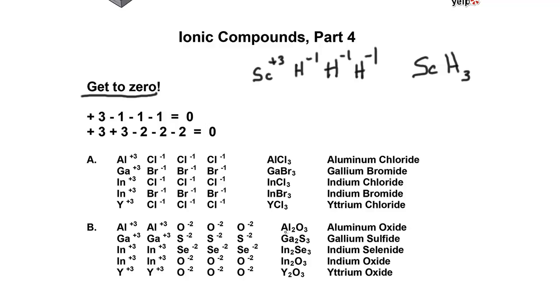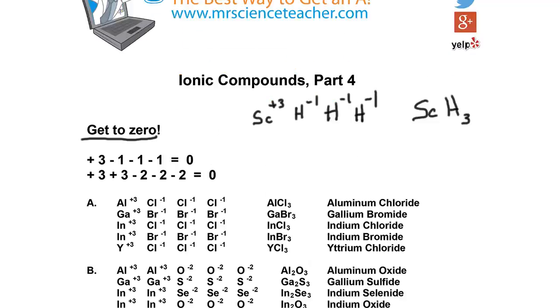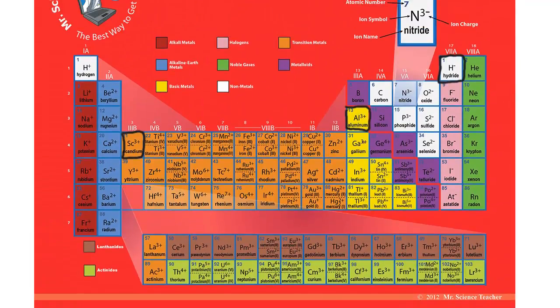Our compound is written as Al2 because I have 2 of the aluminum ions. Oxide 3 because I have 3 of those ions. So the name of the compound, aluminum oxide. Gallium is a plus 3, sulfide is a minus 2, so I'm just going up to the periodic table. I'm going to use, instead of aluminum, gallium, and instead of oxide, I'm going to use sulfide. So I'm just picking another minus 2 and another plus 3.